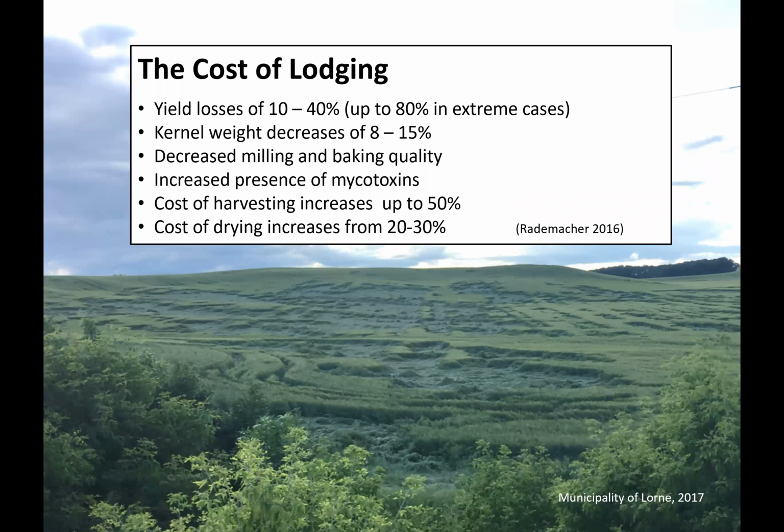Why is lodging such an issue for Western Canadian farmers? Well, it's not an issue every year because it's so dependent on the weather conditions and the growing season. But when it does occur, we can see a lot of losses. The first one being the obvious one, a yield loss. We can see 10 to 40% yield loss with a typical lodging occurrence in a field. We can see up to 80% in extreme cases.